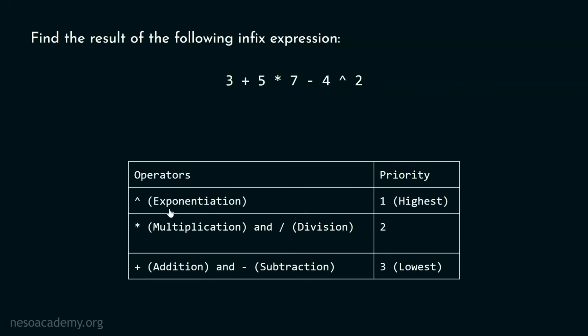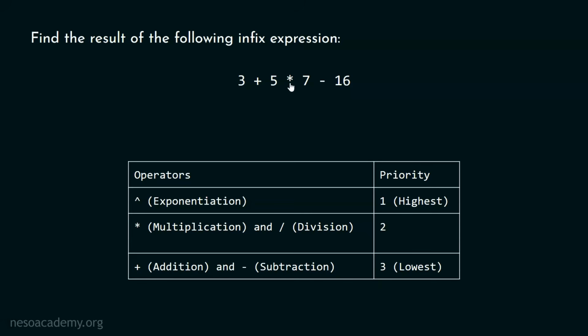We know these are the priorities given to the operators. Now here you can see we have an addition operator, we have a multiplication operator, we have minus, we have exponentiation. We know that exponentiation has the highest priority. That's why this will be performed first. 4 to the power 2. What is 4 to the power 2? 4 to the power 2 is 16. And after this we have plus, multiply, minus.